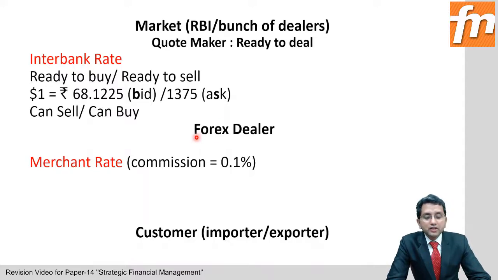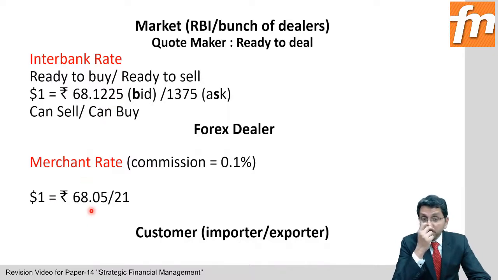Now, suppose a foreign exchange dealer wants to earn a commission of 0.1% while making a deal with its customer. Then, how does he calculate the rate? I'll tell you. There is a formula. If you want to calculate the merchant bid rate, you take the interbank bid rate and deduct a profit margin of 0.1%. Just try it on your calculator.